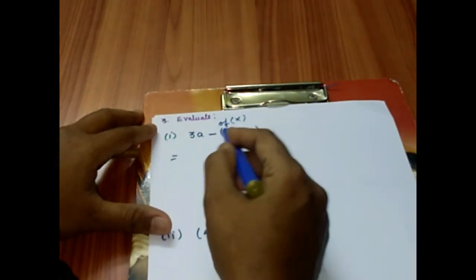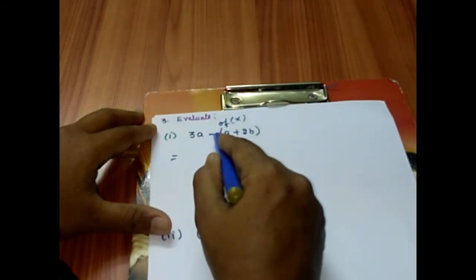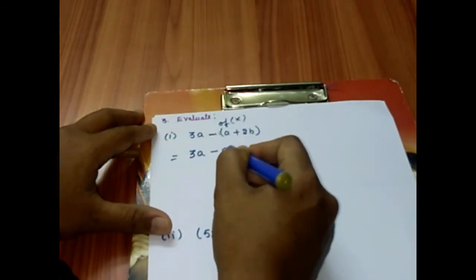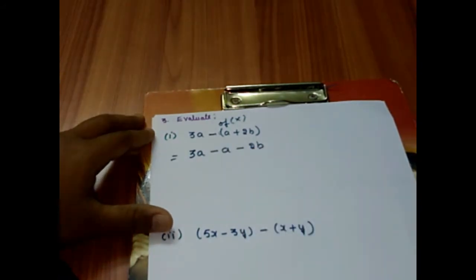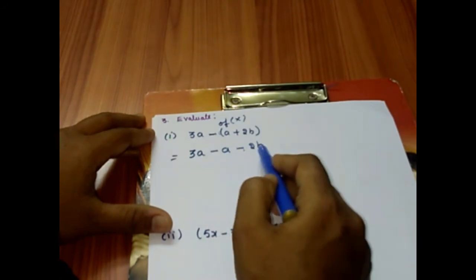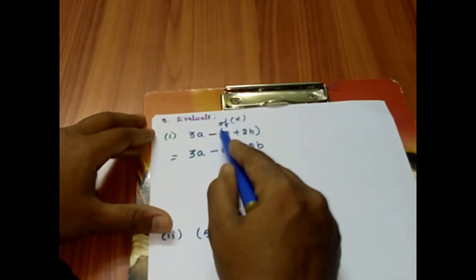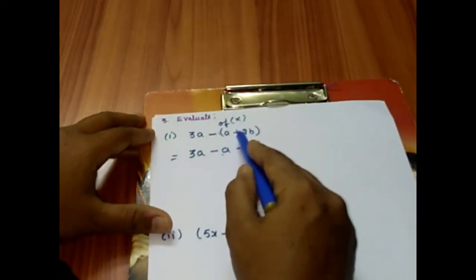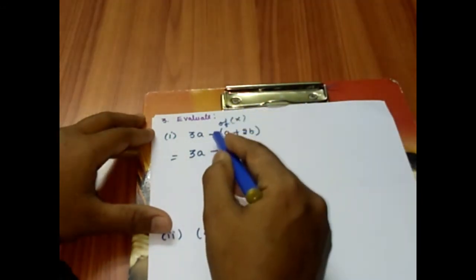That means to say, if you have a bracket, before the bracket if there is a minus sign, it indicates that open the bracket by changing the sign of the value inside the bracket. See, how did I write? 3a minus a minus 2b. So once you open the bracket, here you have plus a, it becomes minus a. Here you have plus 2b, it becomes minus 2b. So make this note, children.